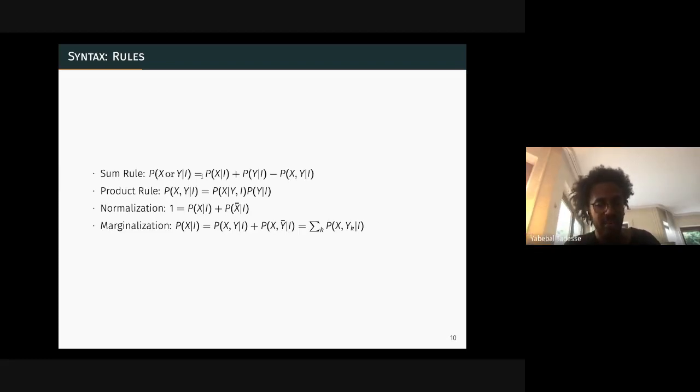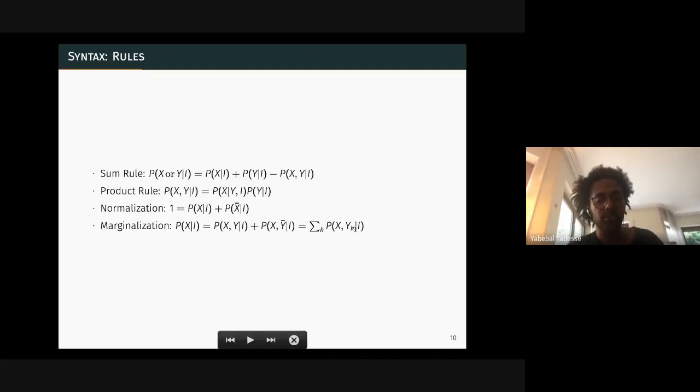times probability of Y. That's where conditionality comes in. The normalization rule says probability of X and anything that is not X has to sum to 1. And marginalization, which is another very important one: if you have a probability distribution P(X, Y, Z) and you want only the probability of X, then you have to take the integral or the sum over the others. For example, with 2 quantities, to get probability of X, you say probability of XY plus probability of X and everything that's not Y.